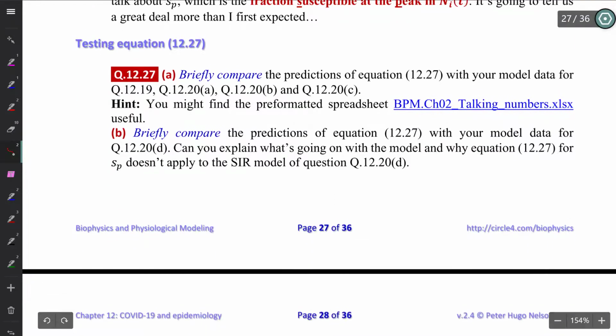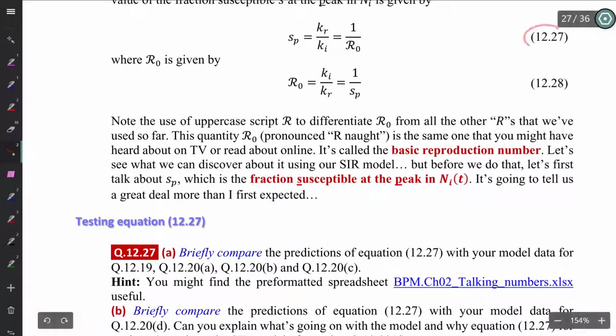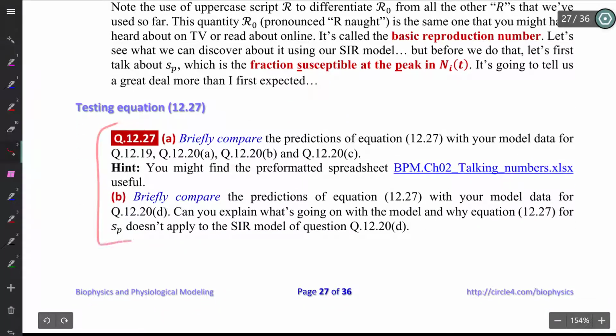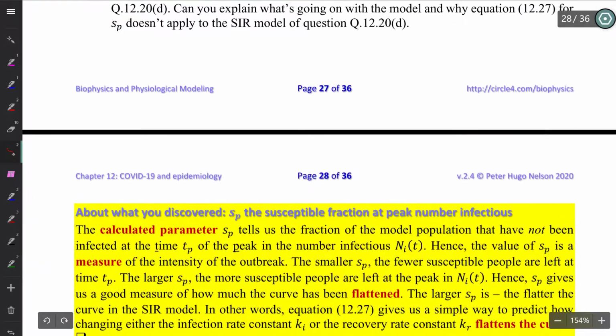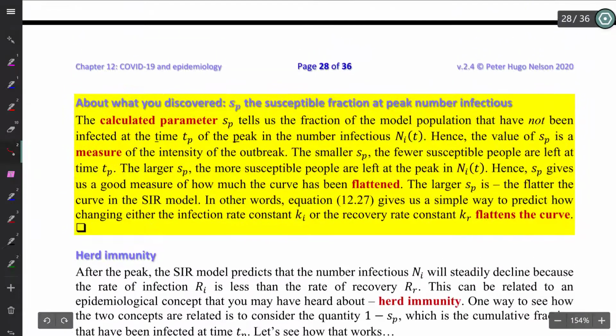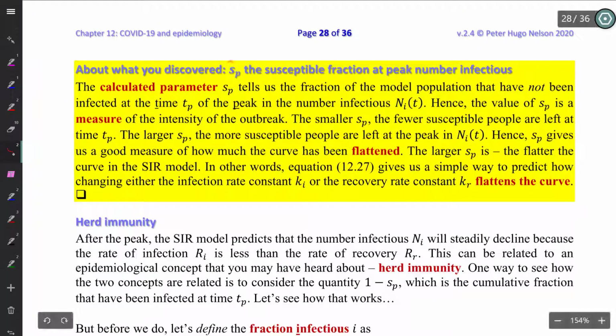So the next question, 27, is actually testing equation 12.27 to see whether this ratio predicts the magnitude of the peak in SP. So that's what this question is about, and that's an exercise to do with the spreadsheet stuff. And then once you've done that, you'll discover that it actually does a pretty good job of predicting that. And then we've got this thing SP. Maybe it isn't so famous because its name is really long, the susceptible fraction at peak number infectious. But it is related to something that is quite famous.